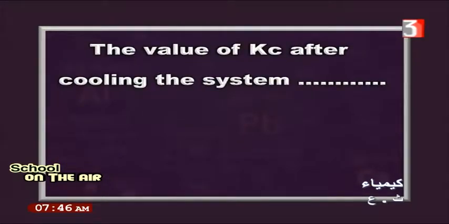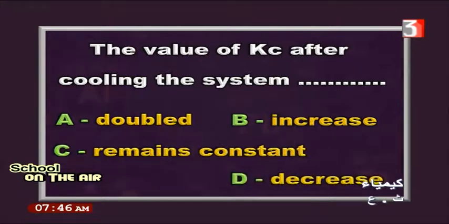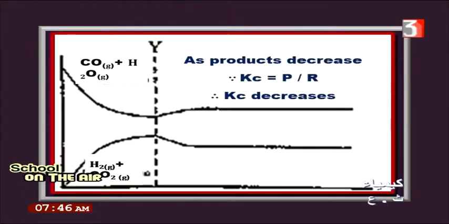The value of Kc after cooling the system, is it doubled, increased, remains constant, or decreased? If you look at the graph, we find that as the product decreases and the reactant increases, and we know that Kc equals concentration of product over concentration of reactant, so Kc decreases.